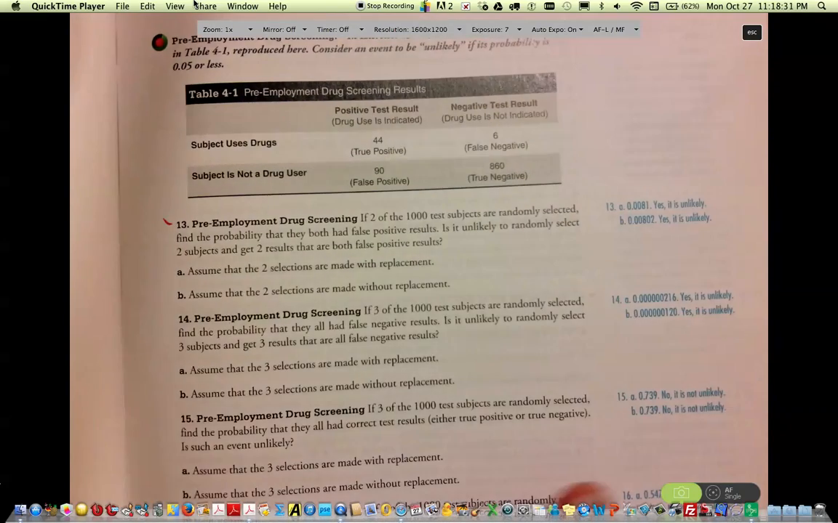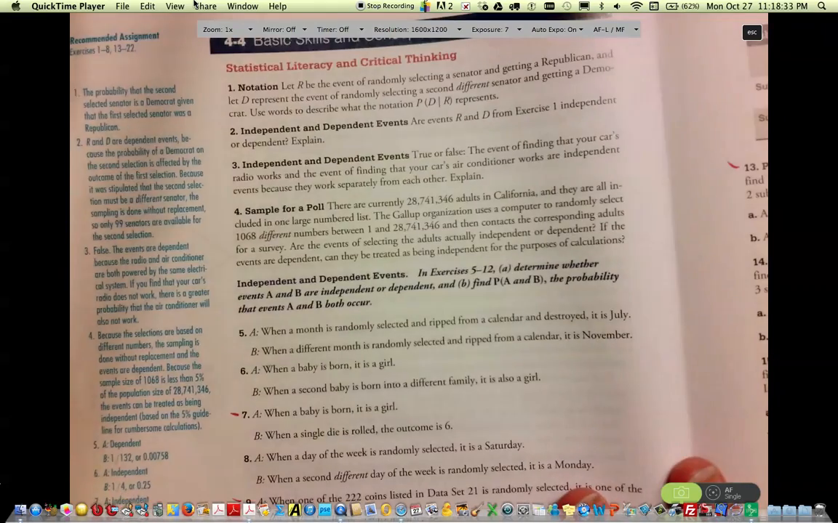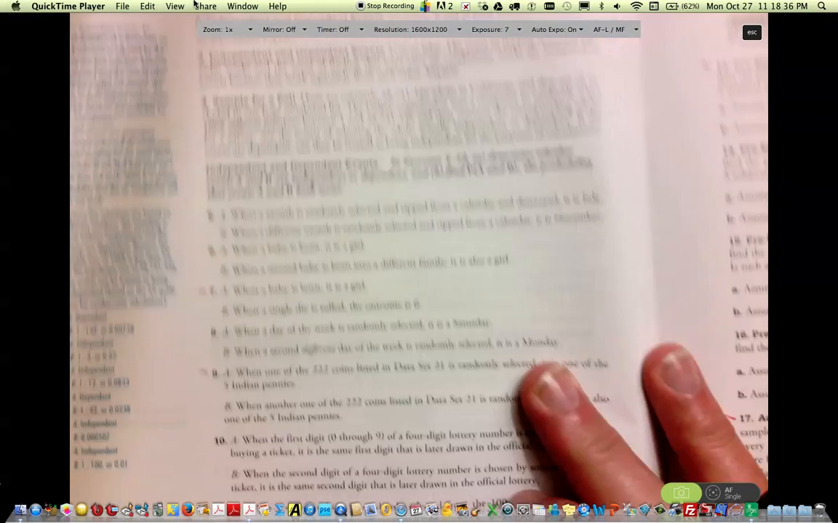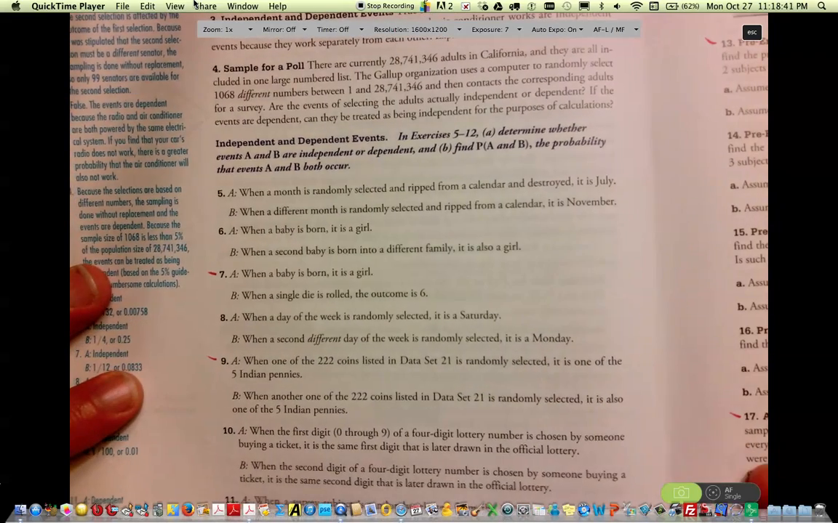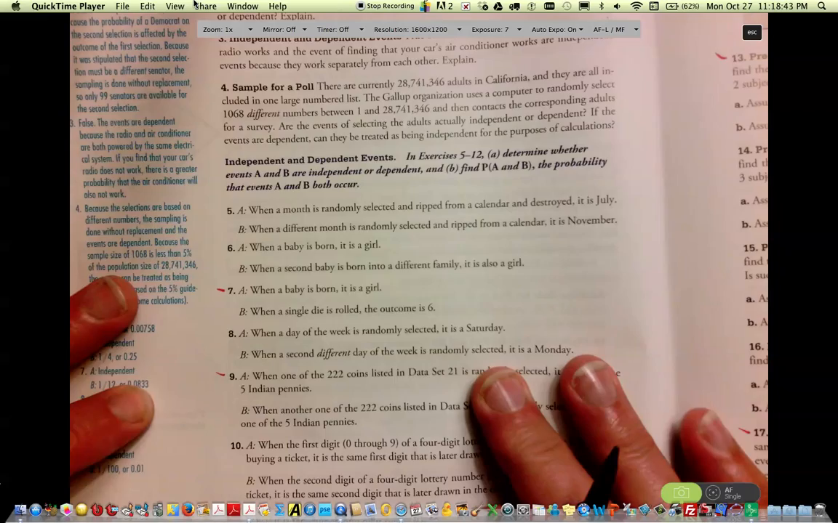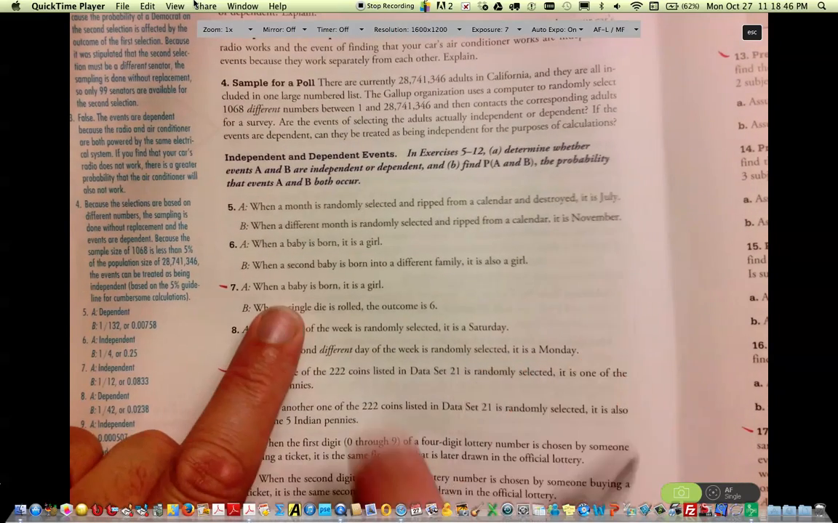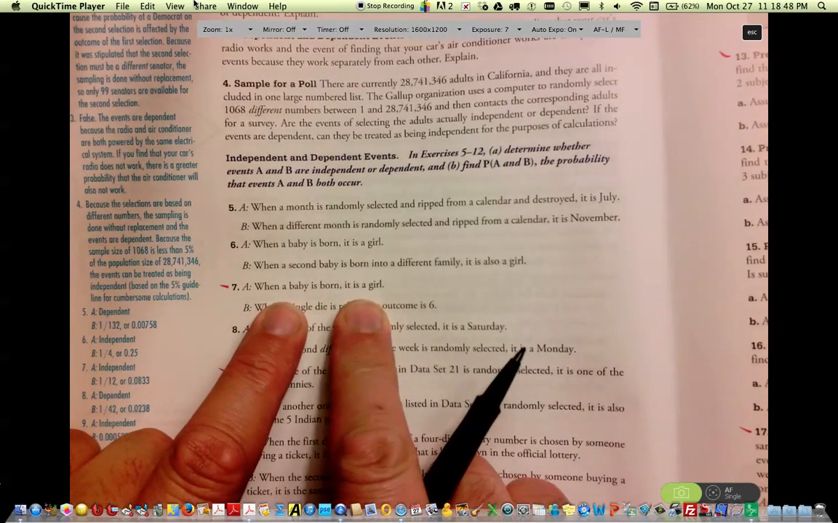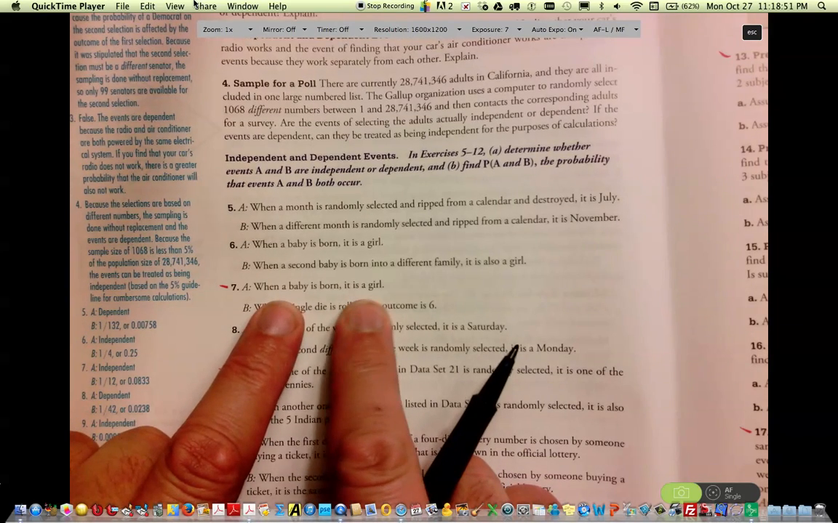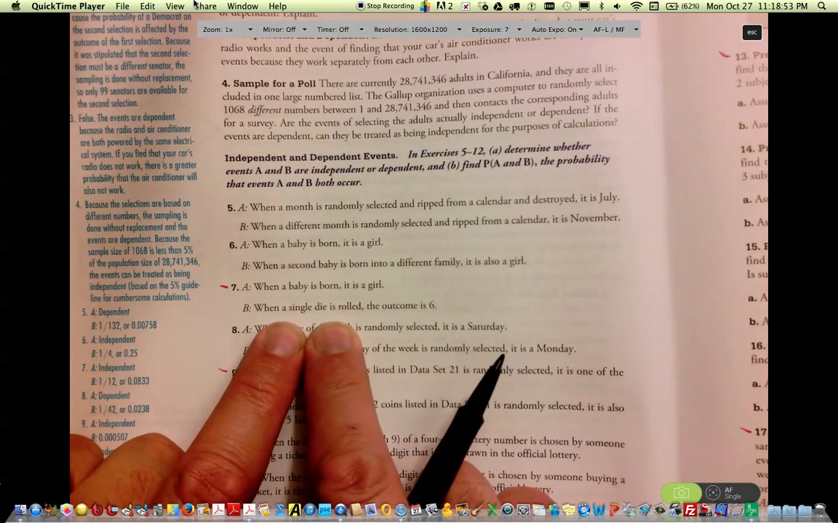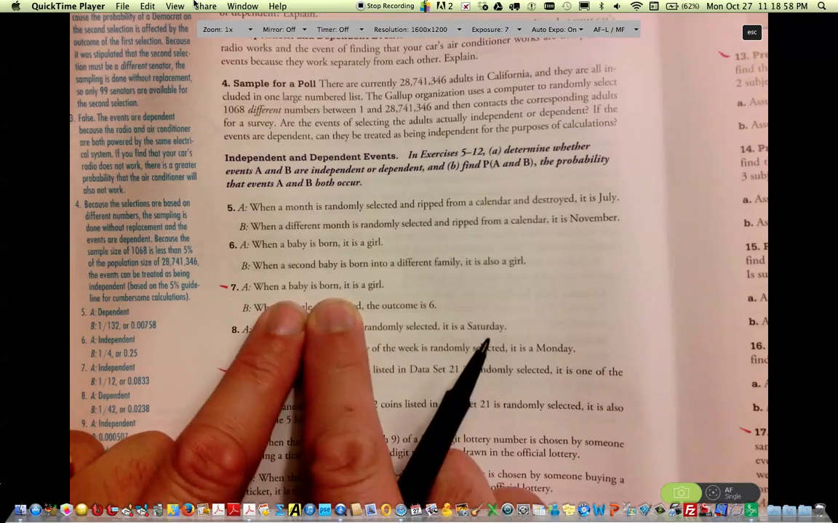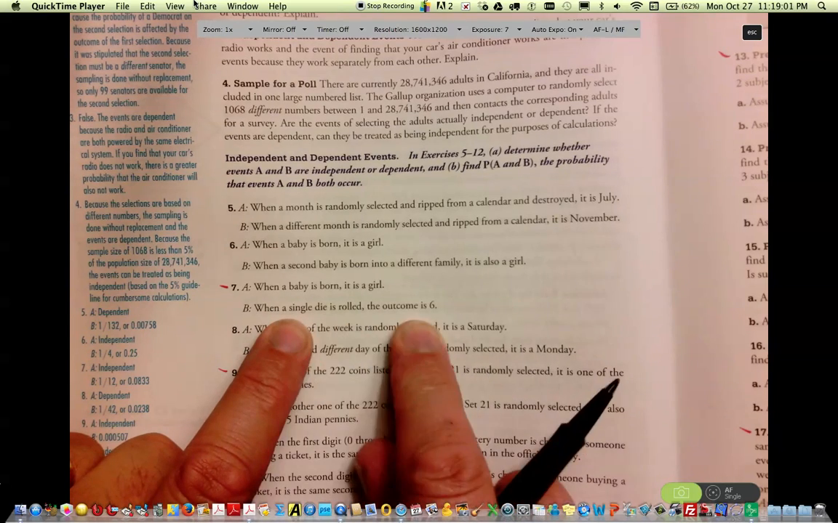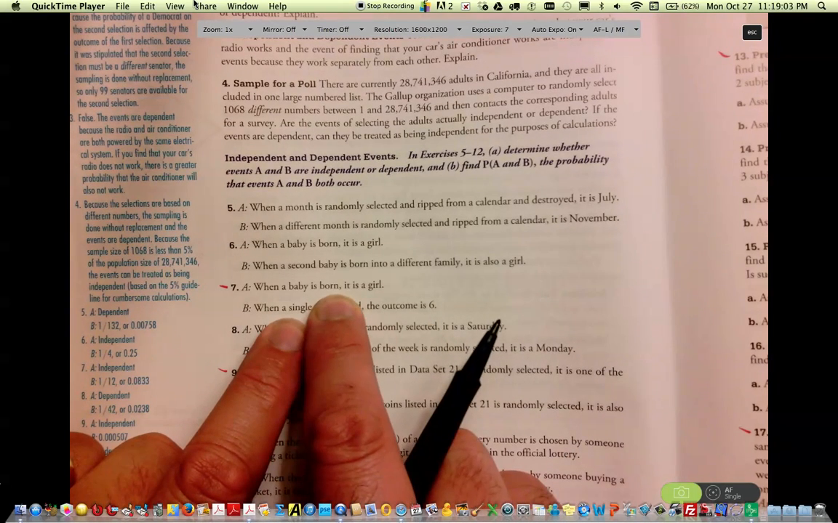All right, so if we take a look at some of these problems, let's take a look at number 7. One of the big things is that we want to know whether or not these two events are independent. And if they are independent, they end up being a little bit easier to work with. So when a baby is born, it's a girl. Event A is a baby's born and it's a girl. B is when a single die is rolled, the outcome is a 6. So if we look at these two events together, does the outcome of the dice depend upon the gender of the baby? I think the answer to that is obviously not.